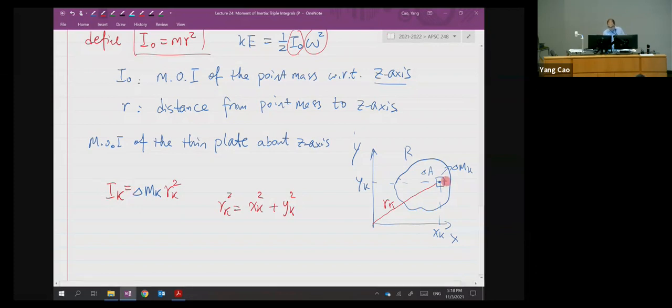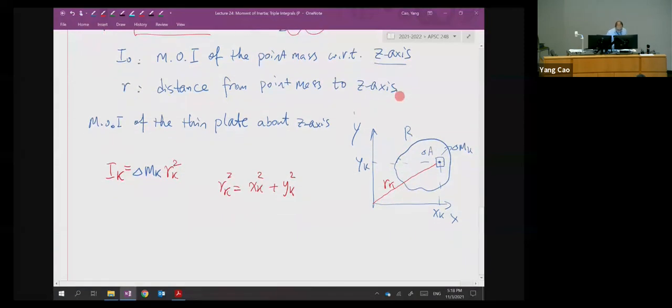But we're not looking just for one location, right? We're looking for the whole region here. So then guess what? You're gonna add up all of this moment inertia, right? And then we can let this angle go to 0, that's what we've always done. Then this summation sign becomes a double integral.